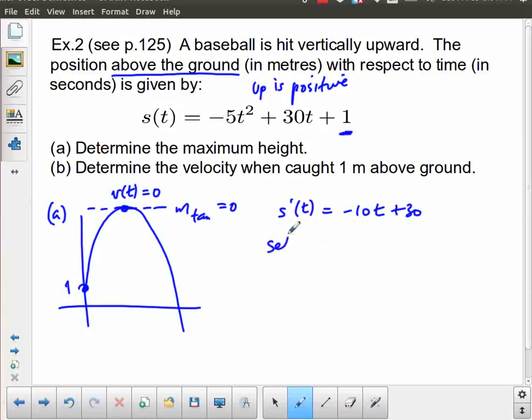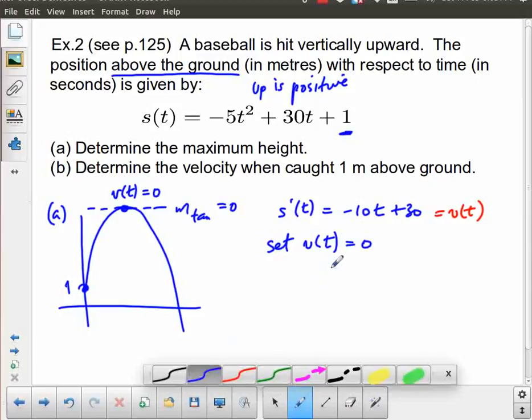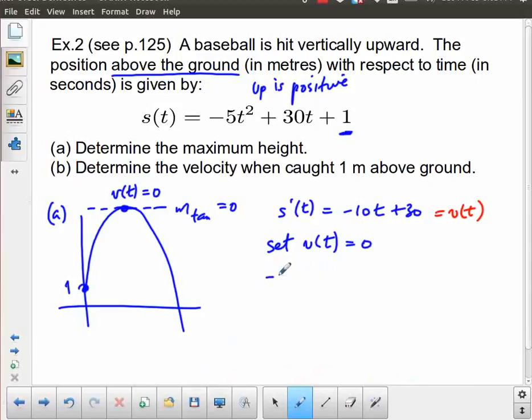And then I'm going to set v of t equal to 0, and of course I want you to remember s prime of t is the same here as v of t. So I end up with v of t, negative 10t plus 30 equals 0, negative 10t equals negative 30, t equals positive 3. So that tells us that the vertex is at 3. But this is when it's at the maximum height.